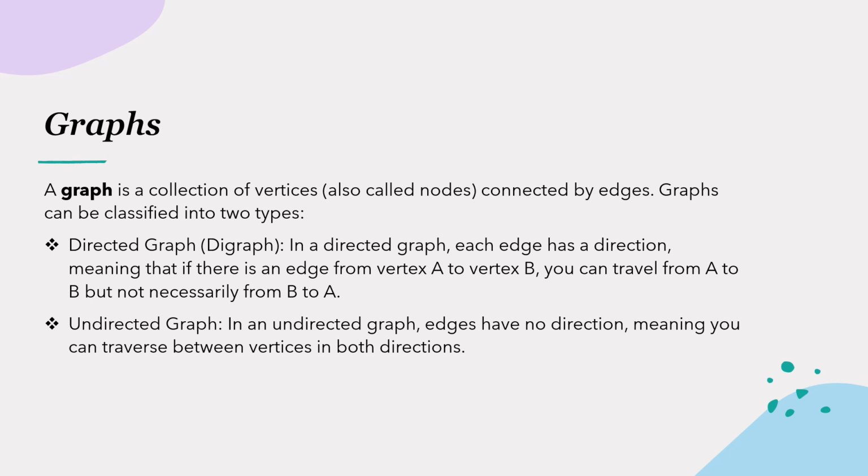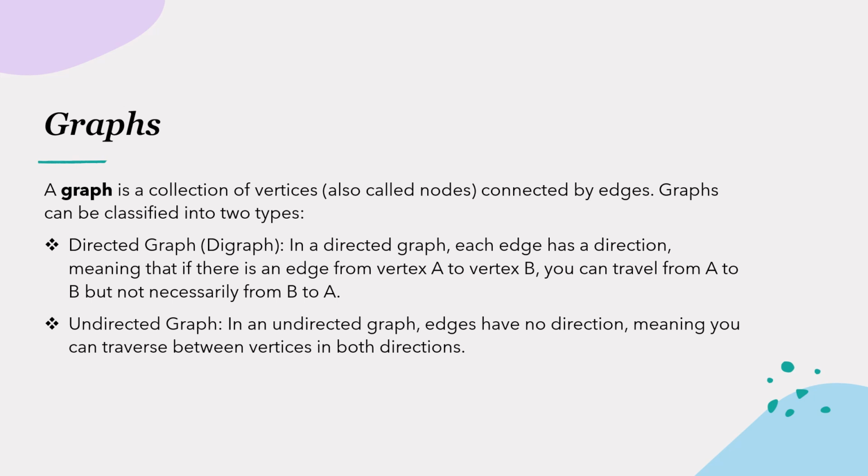Graphs can be classified into 2 types. 1. Directed graph, digraph. In a directed graph, each edge has a direction, meaning that if there is an edge from vertex A to vertex B, you can travel from A to B but not necessarily from B to A. 2. Undirected graph. In an undirected graph, edges have no direction, meaning you can traverse between vertices in both directions.